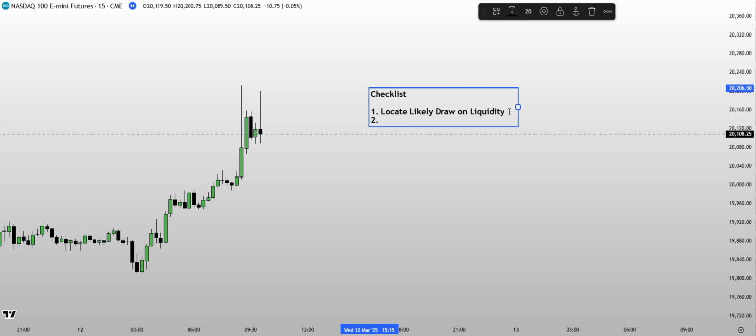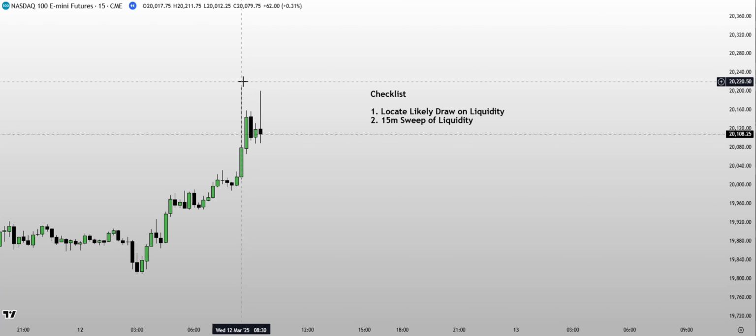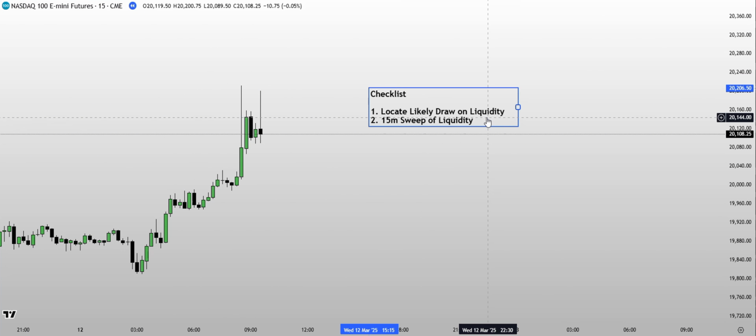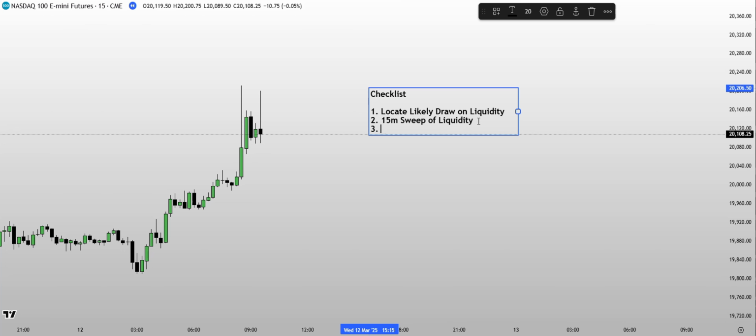Number 2, mark out buy side liquidity levels and sell side liquidity levels and find a 15-minute sweep of liquidity for price to sweep one side of liquidity and then reverse in the direction of the draw. That is step 2. You have the draw. Now the 15-minute sweeps the opposing side before reversing in the direction of the draw.